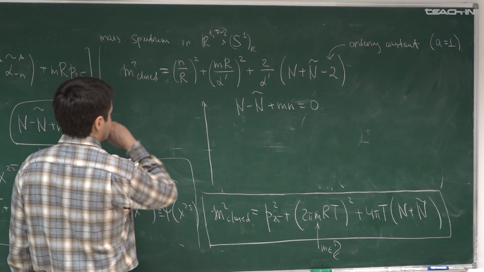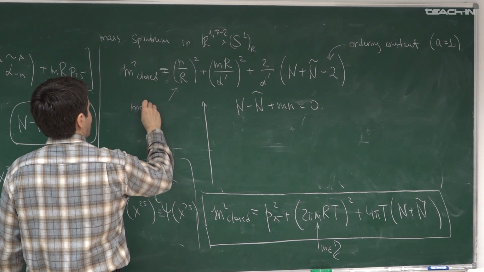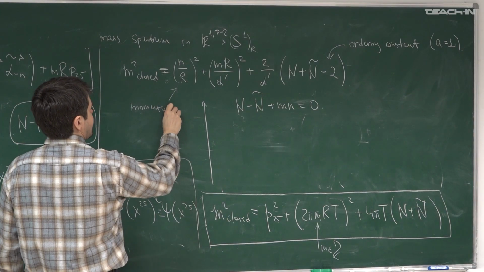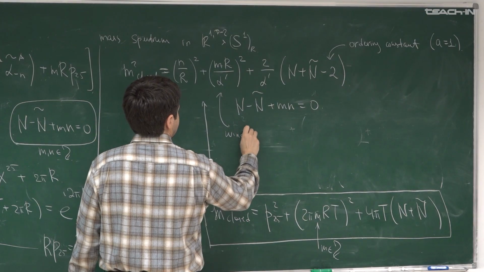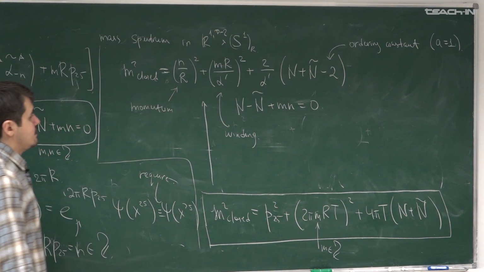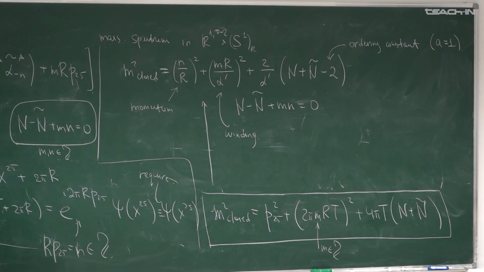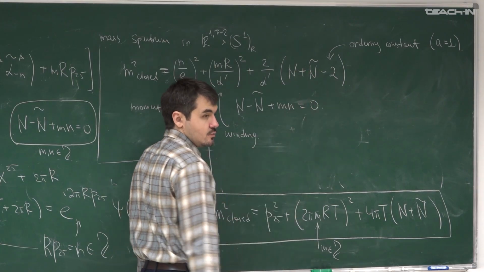So this is a momentum part. And this is the winding part. And if m is 0, so n is equal to n tilde, so that becomes n minus 1 twice.